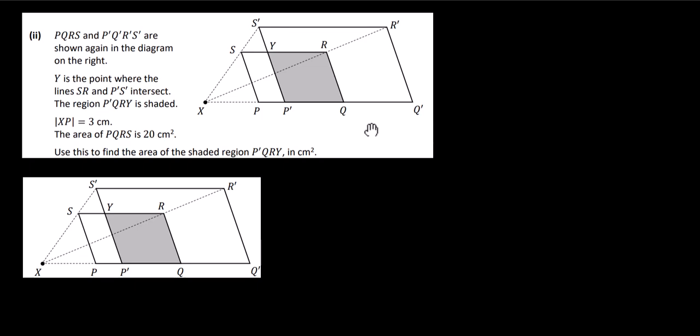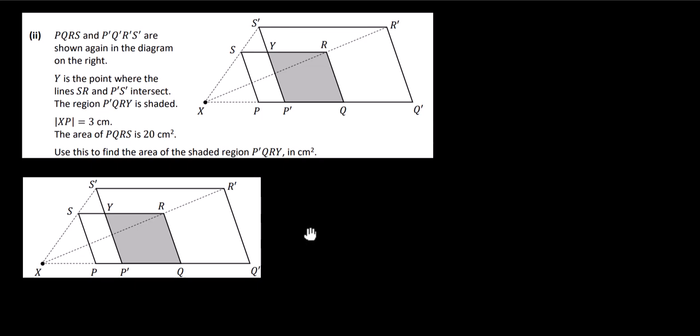Y is a point where the lines SR and P dash S dash intersect. So this is a line here, this is a point here, and it is on this line segment here, SR. The region P dash Q R Y is shaded. That's this parallelogram here. XP is 3, so this distance is 3. The area of PQRS is 20, so 20 square centimeters. So this parallelogram here has an area of 20 square centimeters.